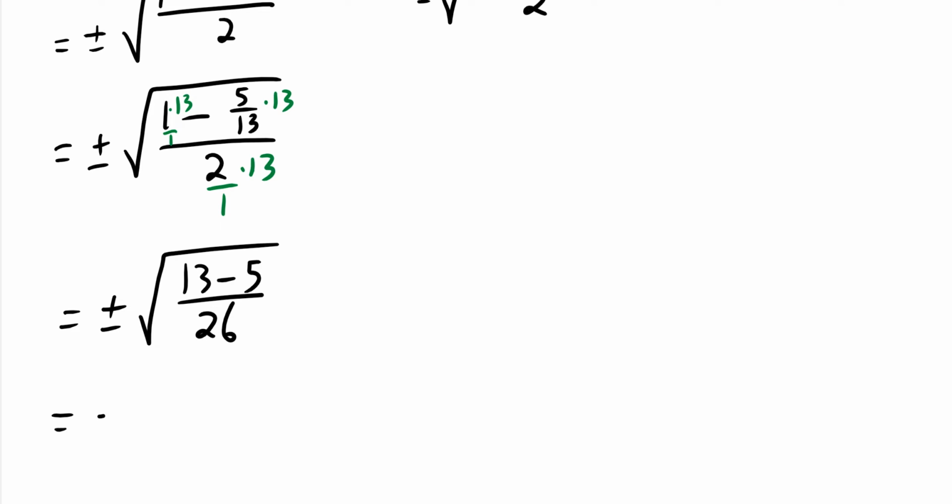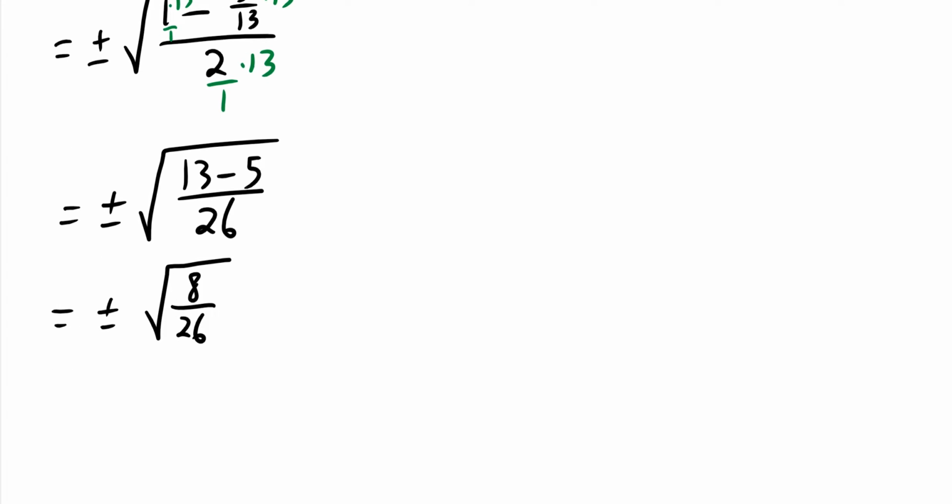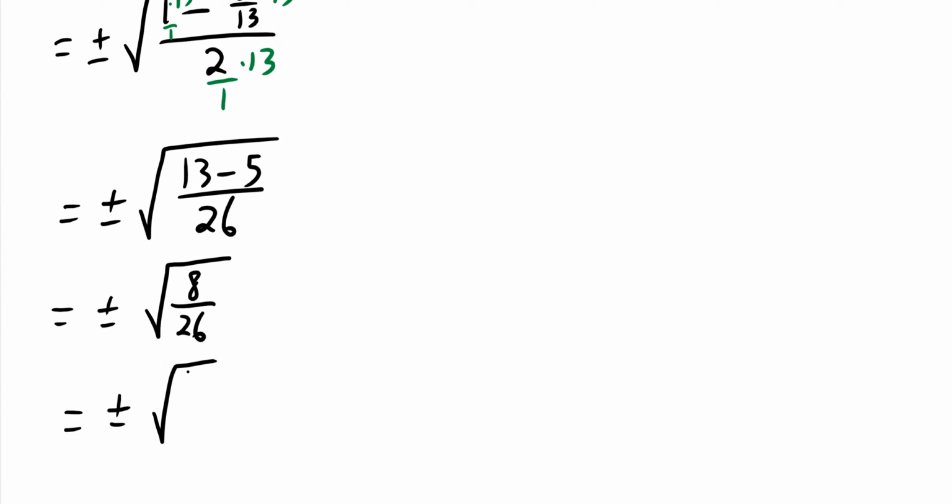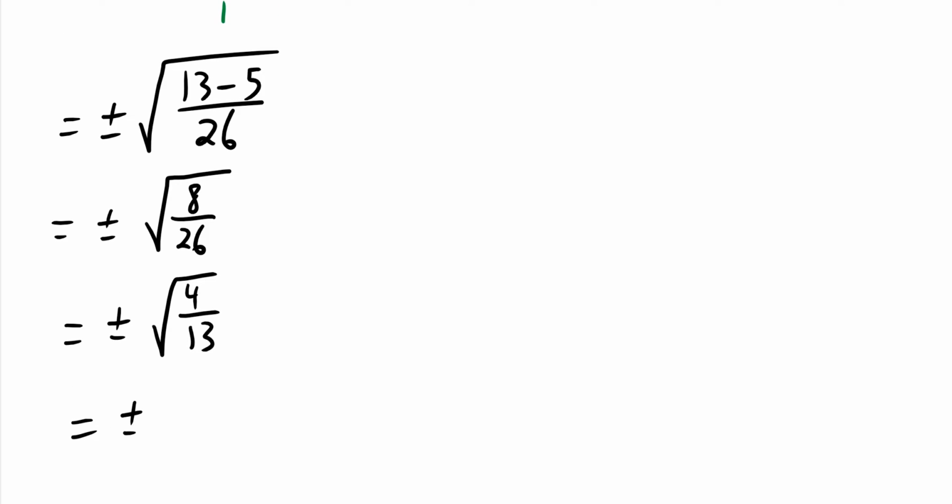This equals plus or minus. On the top we get 8 divided by 26, which can be reduced to 4 over 13. And this gives us plus or minus the square root of 4 over the square root of 13. And then you can rationalize if you like to do so.